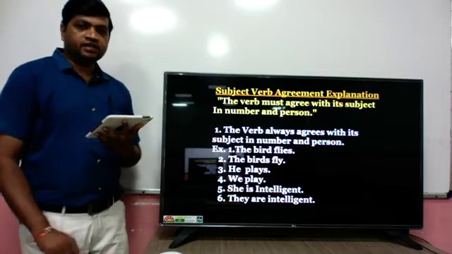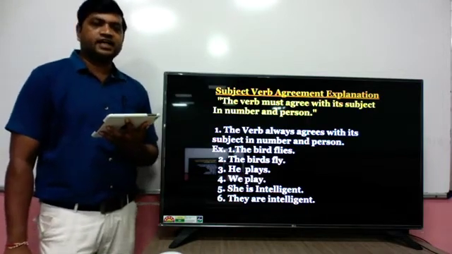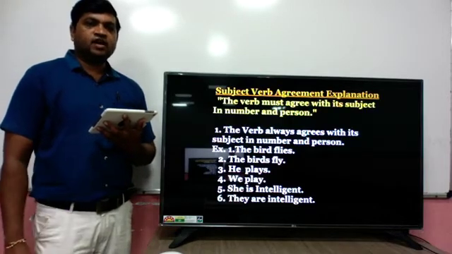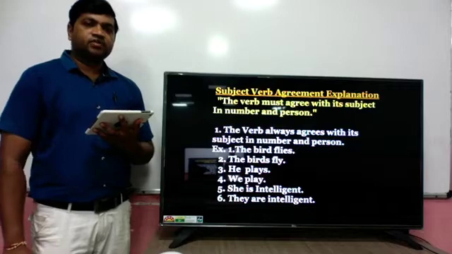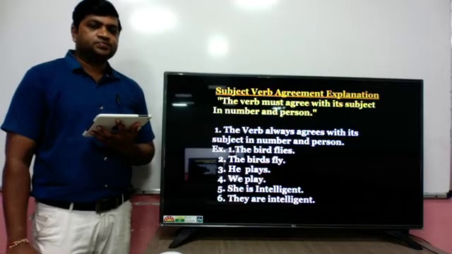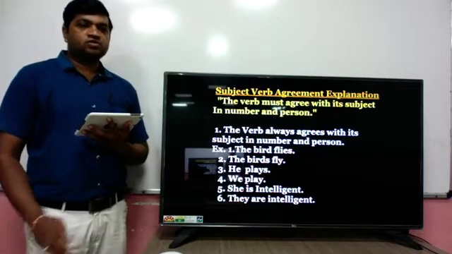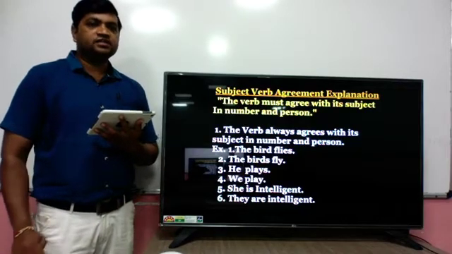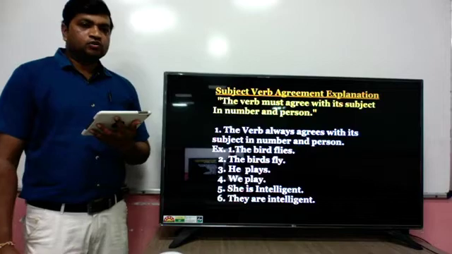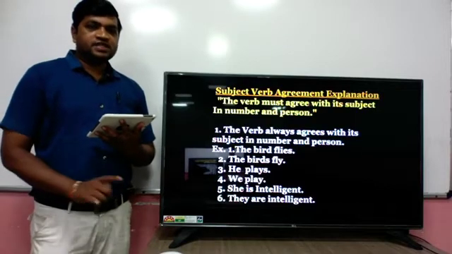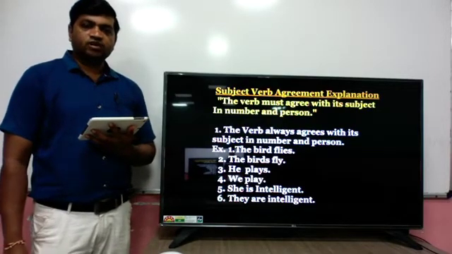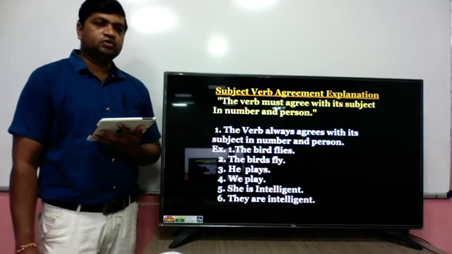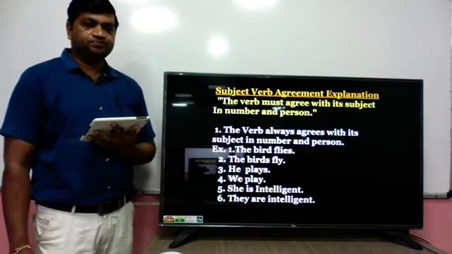rule is opposite. Opposite means that the verb which has s or es at the end is known as singular, and the verb which doesn't have s or es at the end is known as plural. So the singular subject must agree with the singular verb, and the plural subject must agree with the plural verb.